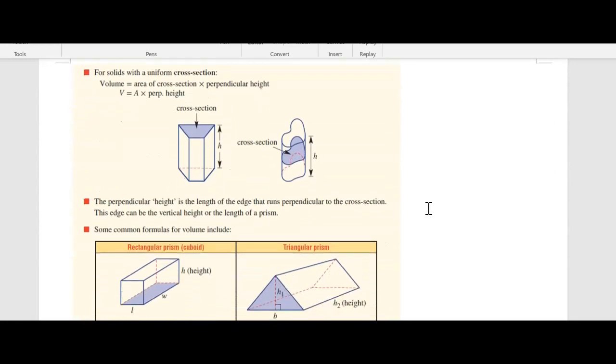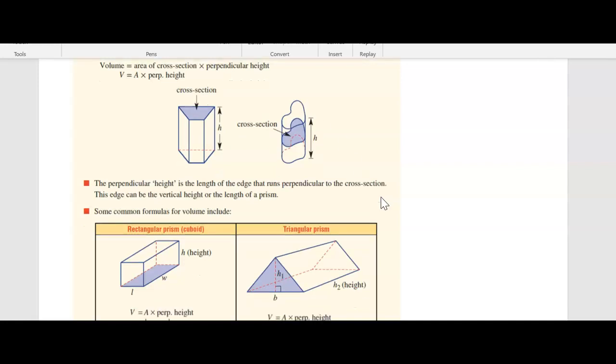Now with prisms, if you've got a uniform cross section or a constant cross section, you just need to find the area of that cross section and multiply it by the height. There was one question in your measurement test that gave you the area, I think it was a trapezium, 16 centimetres squared or something, and then you just had to multiply it by the length, which was 4. If you're given the area of the cross section, you just need to multiply it by its height, its length, whatever.